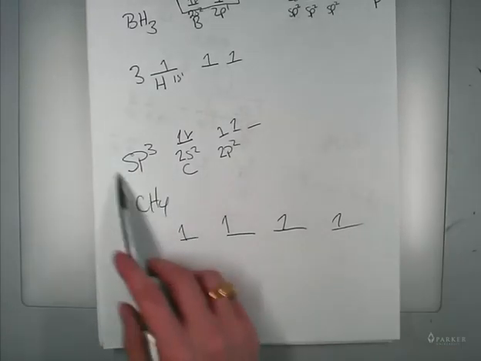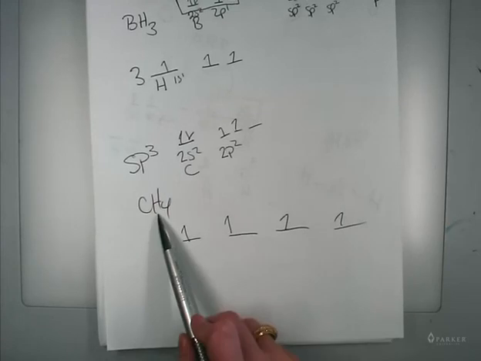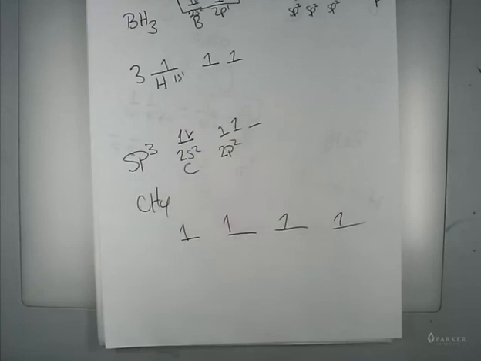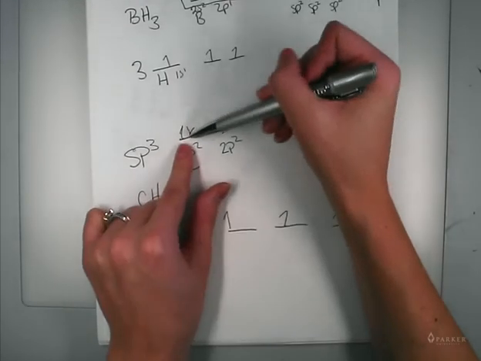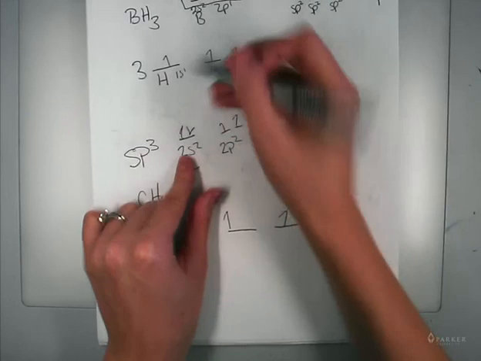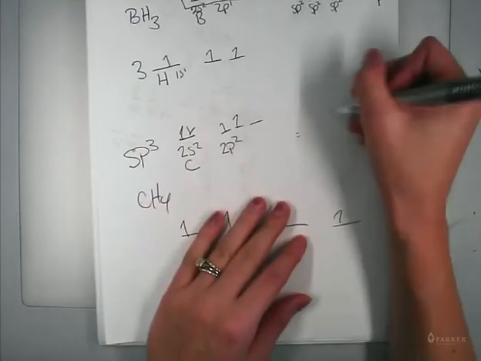Now, looking at the name of this, sp3, what am I combining? An S and 3 Ps. Okay, so I have 4 unpaired arrows from the hydrogens, and I want to combine that with 1 carbon. So how many unpaired arrows does carbon need to have? 4. Okay, and it only has 2, so I need to combine 1, 2, 3, 4. And so that would be 1 S and 3 of my Ps.